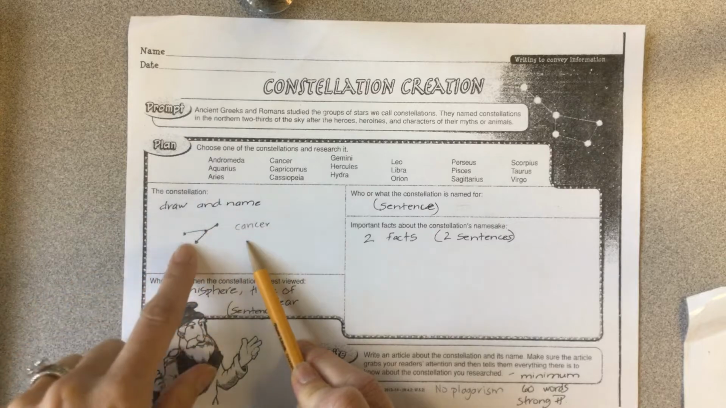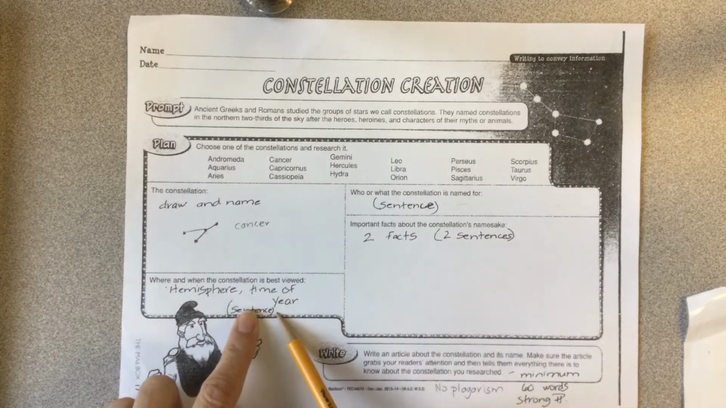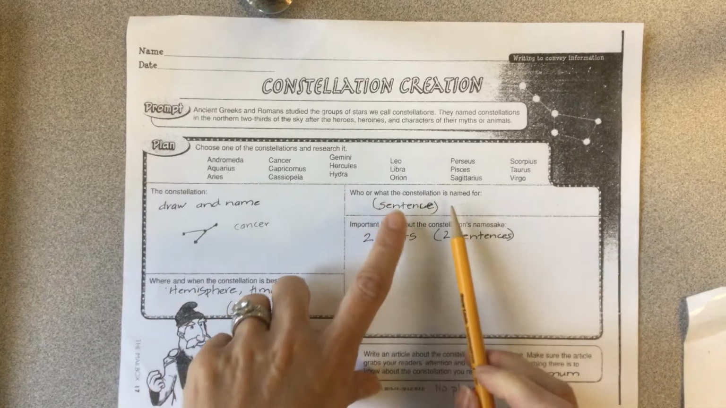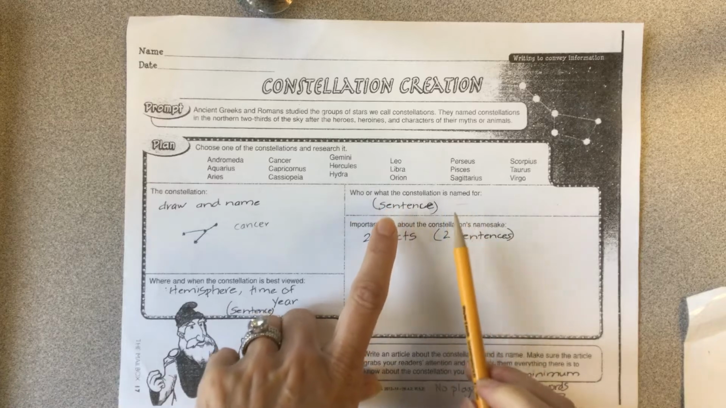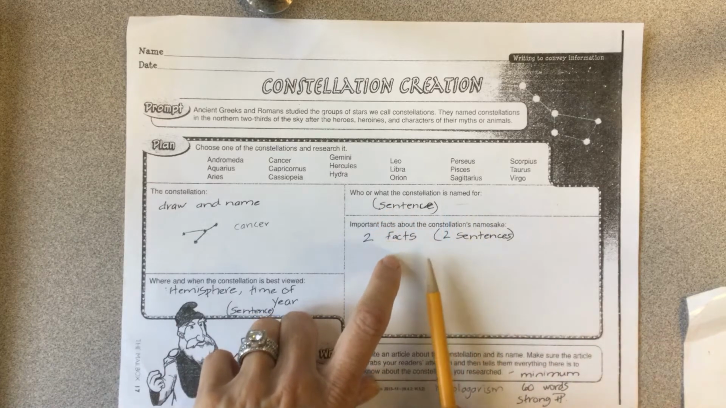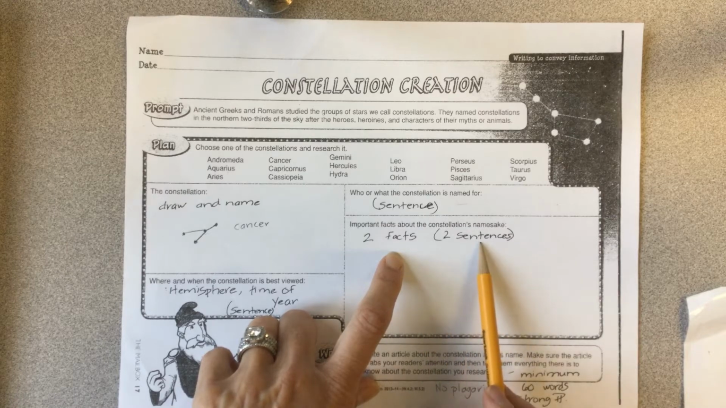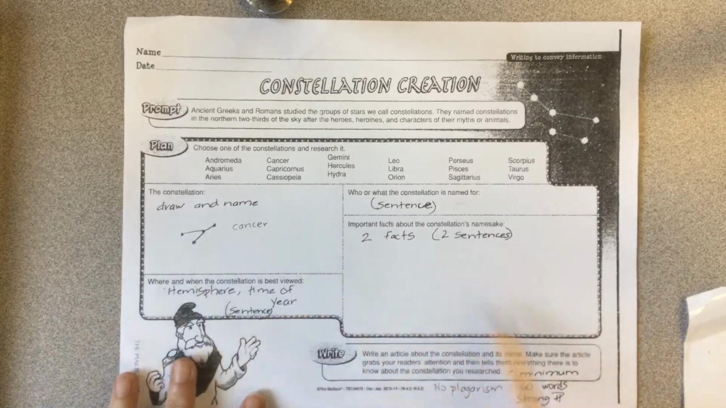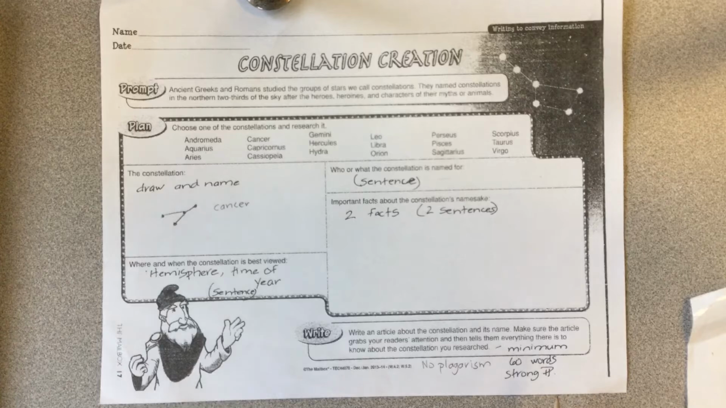Draw the stars that are included in your constellation, and then you're going to attach them. What hemisphere and time of the year you best see it. One sentence about who or what the constellation is named for, and then how the constellation got that name. Why did that come about? 2 facts or 2 sentences. You fill it right in here. And on the back, you're going to write a 60-word little article. It would be an expository article with you just giving details, but it needs to not be plagiarized.